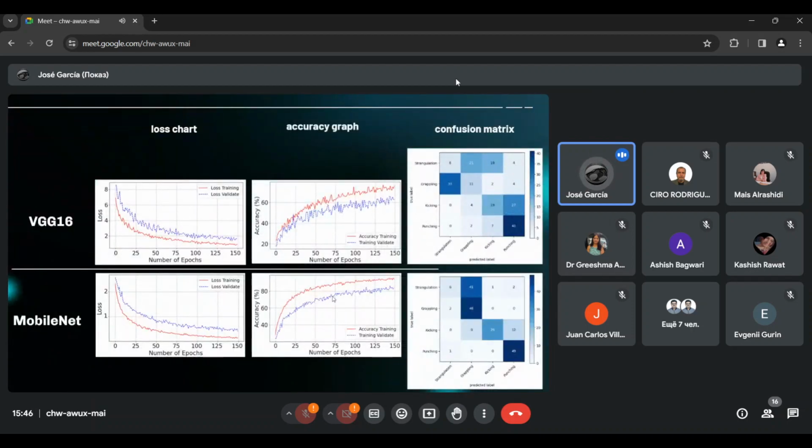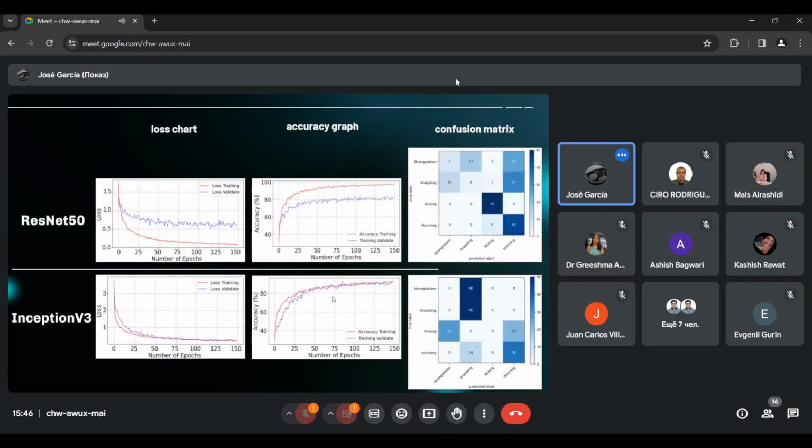We can see the loss graph, accuracy graph, and confusion matrix of the VGG16 and MobileNet, more or less. We can see the same for ResNet50 and InceptionV3. Each one had a loss chart, an accuracy graph, and a confusion matrix.